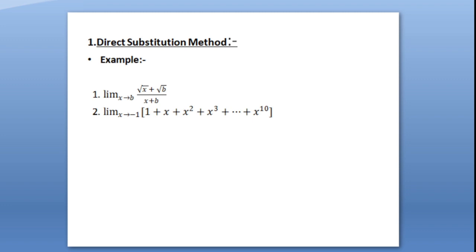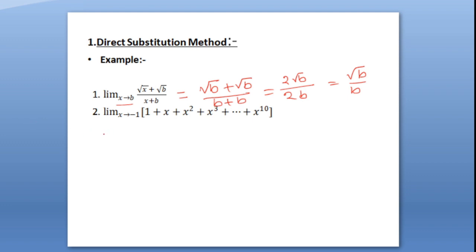Now we will solve a few problems. Here I have taken one limit: the limit of root x plus root b by x plus b as x tends to b. Here directly we will put the value of x. Since x tends to b, we will write b instead of x. That means root b plus root b by b plus b, that is 2 root b by 2b. After simplification it will be root b by b.